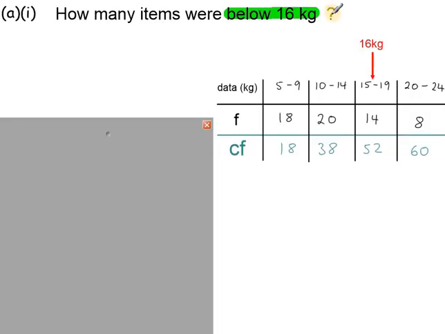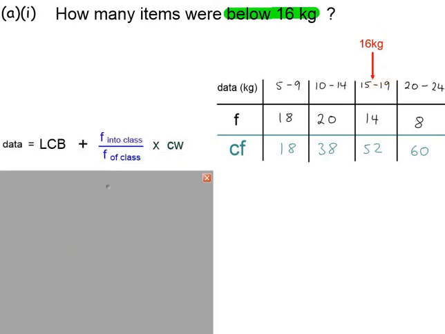So we need to work out the number of items which were below 16 kilograms. Now the number of items is a discrete value, so it should be a whole number. Now on the data scale here, 16 kilograms falls into this class interval.